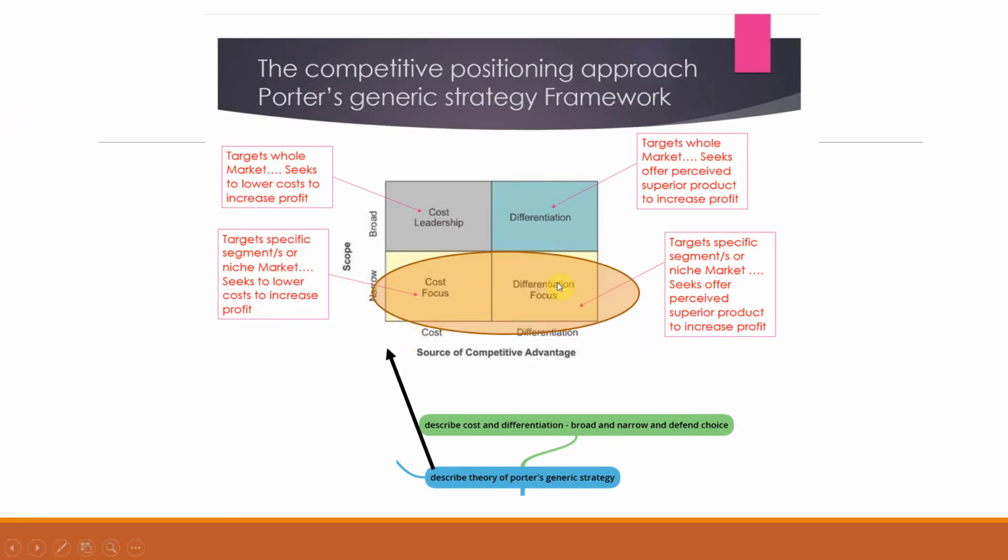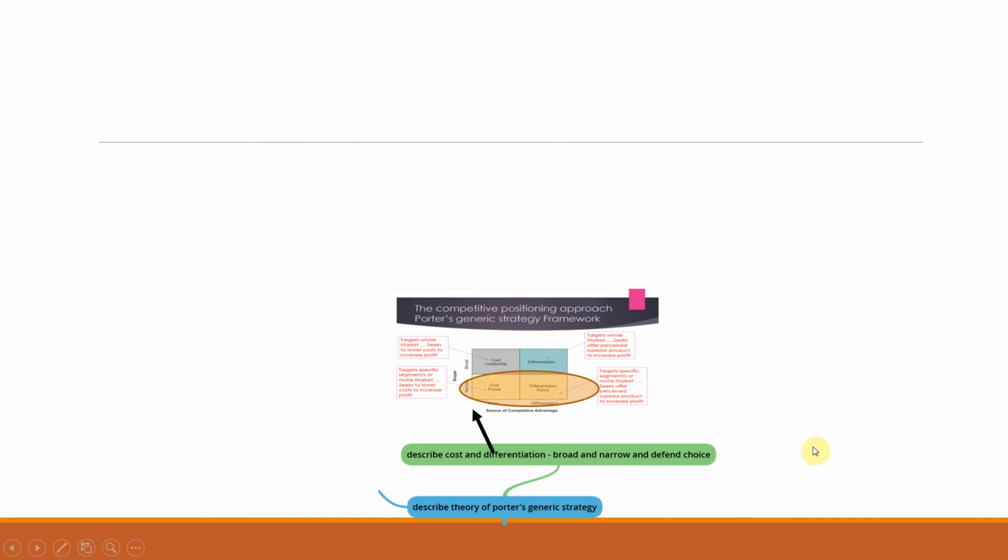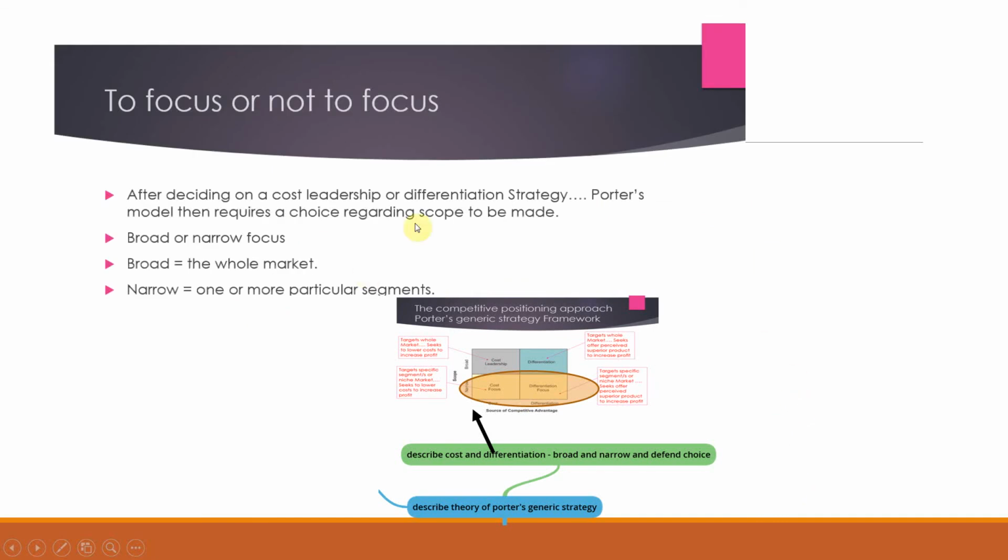Once you've decided that bit, then you need to look at your focus. Once you've decided whether it's cost or differentiation that you're going for, you need to decide whether it's a broad or a narrow focus. So broad is the whole market, and narrow is one or more particular segments.